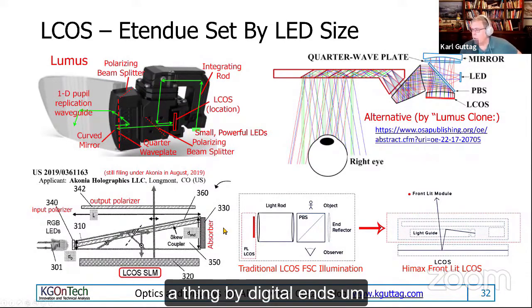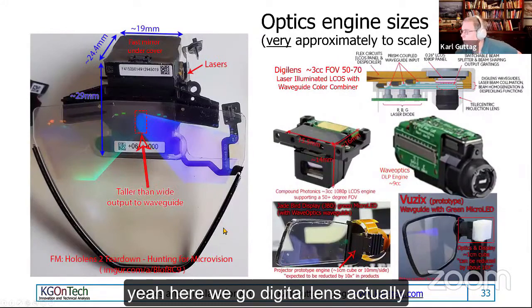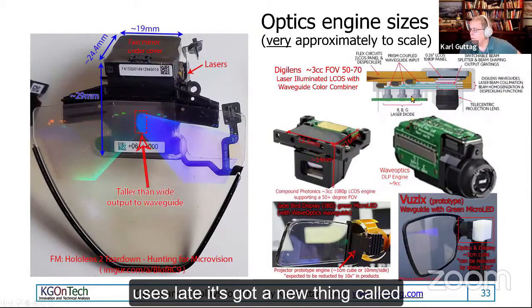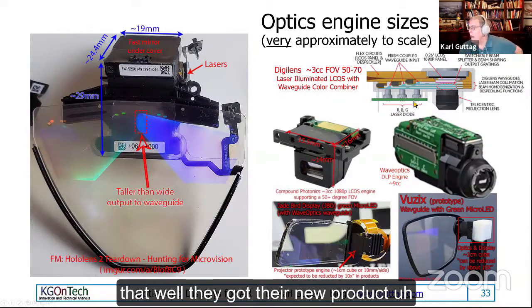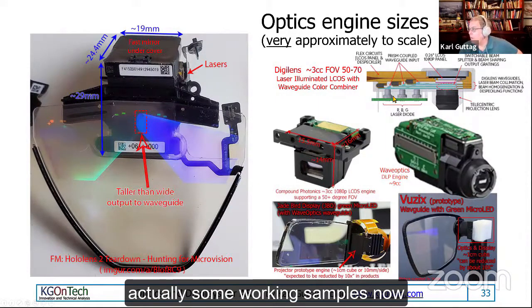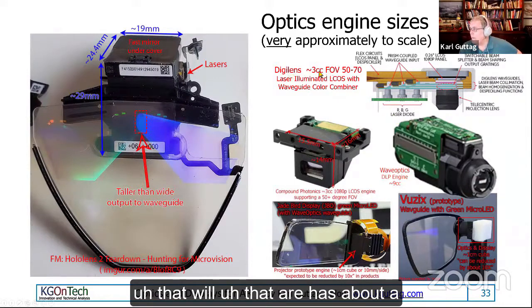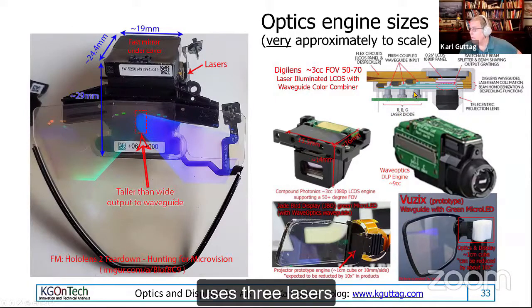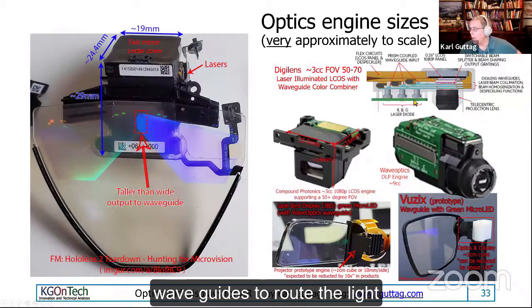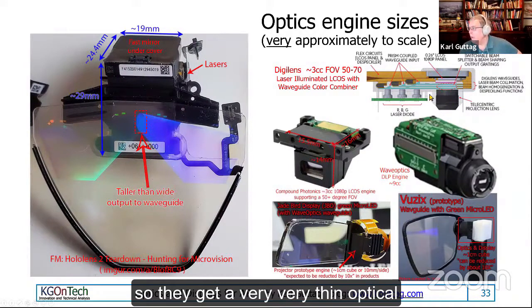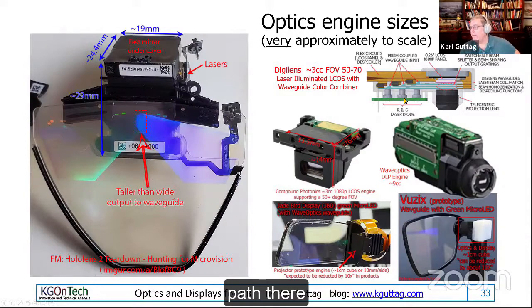There's a thing by DigiLens. Here we go. DigiLens has a new product that they're talking about. They've got some working samples now that have only about a 3 cc engine for a 50 to 70 degree field of view. It uses 3 lasers, and kind of in reverse, it's using the waveguides to route the light from the lasers to the LCOS and combine them and get it out. So they get a very, very thin optical path there.